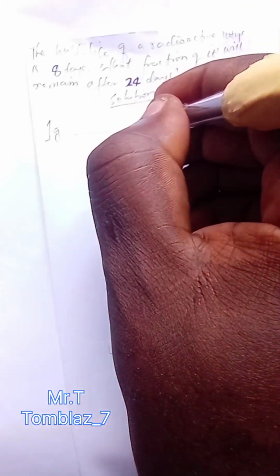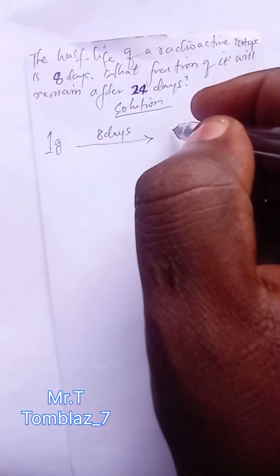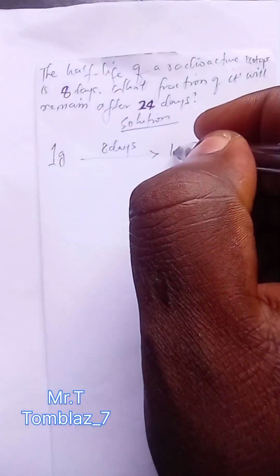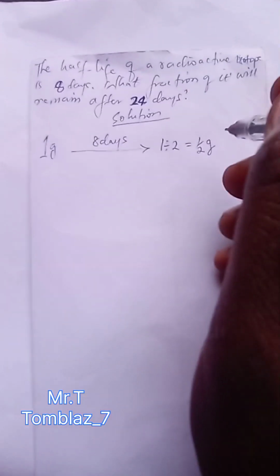So if the amount that was originally present is 1 gram and the half-life is 8 days, then after 8 days, this 1 gram will be halved, right? So we have 1 divided by 2, which will give you 1 over 2 grams. Okay, that's the first 8 days.